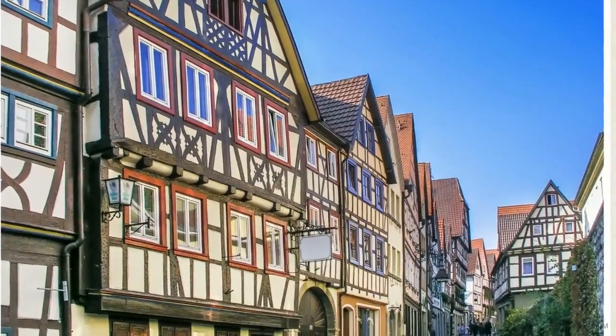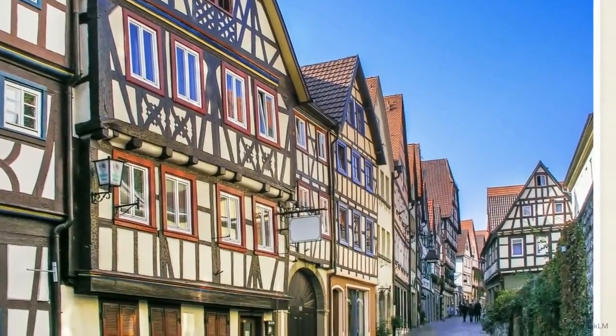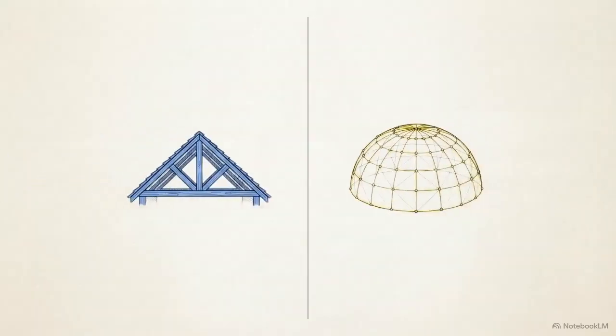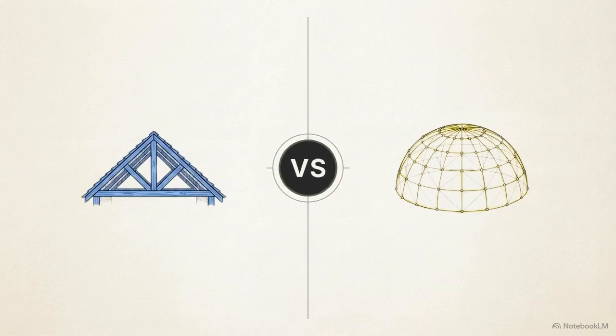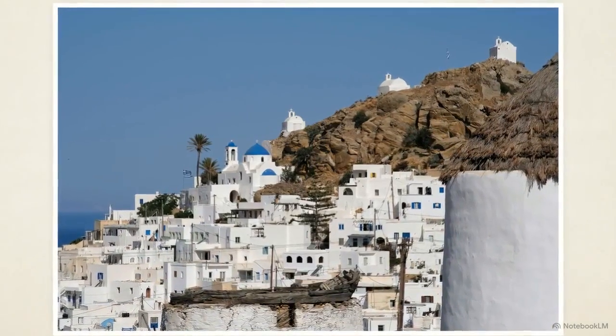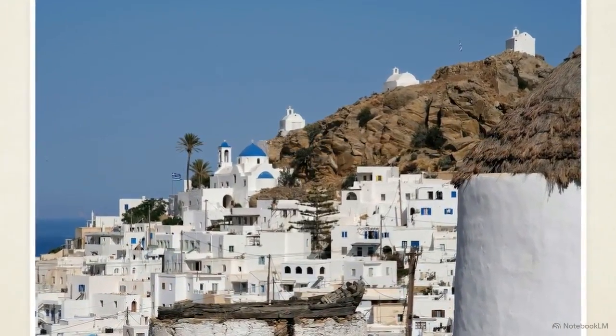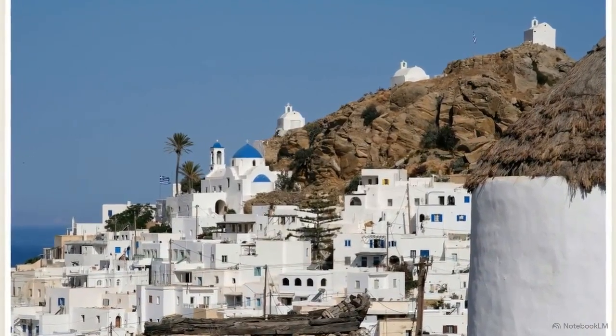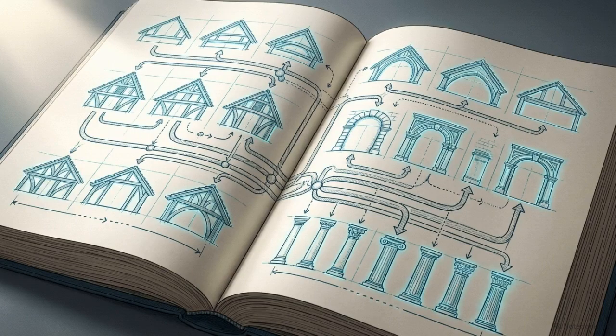By looking at this image, it learns the specific rules of German timber framing. Then it compares those rules against other regions. It learns the visual difference between a German street and the white stuccos and blue domes of a Greek village. Through this massive visual vocabulary, the AI does not memorize specific photos. Instead, it learns the underlying rules of what the world looks like.